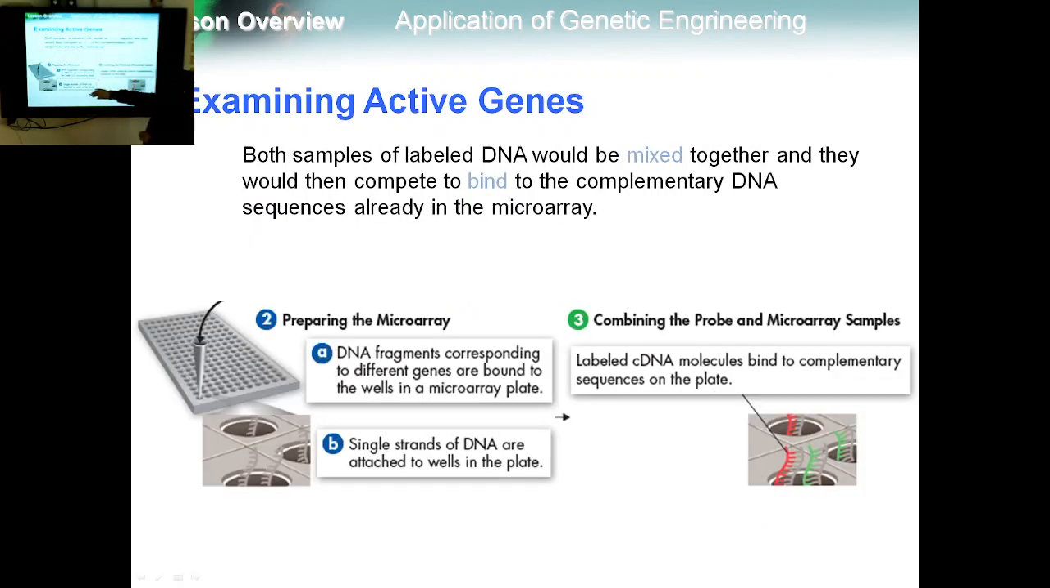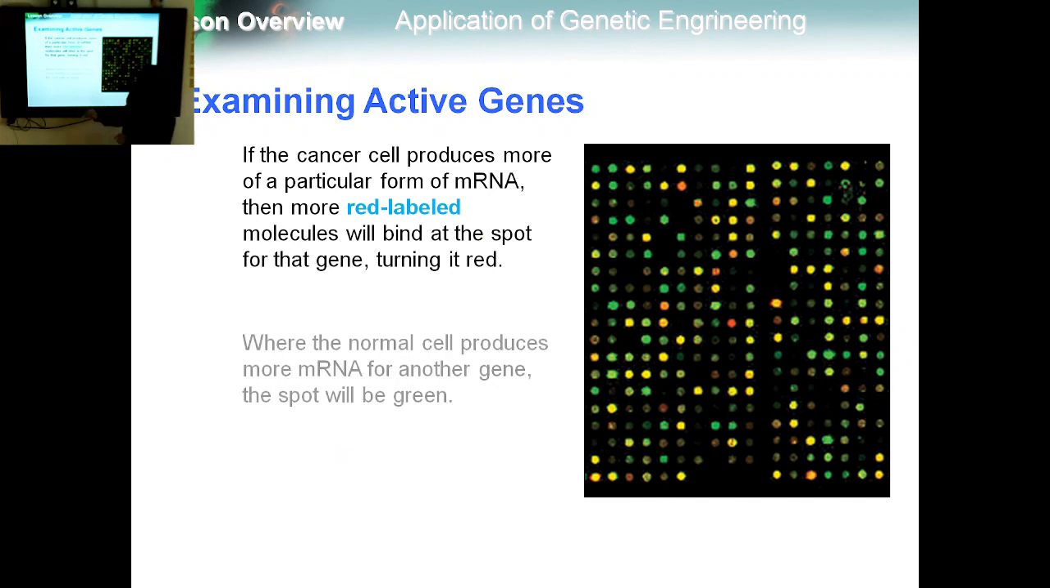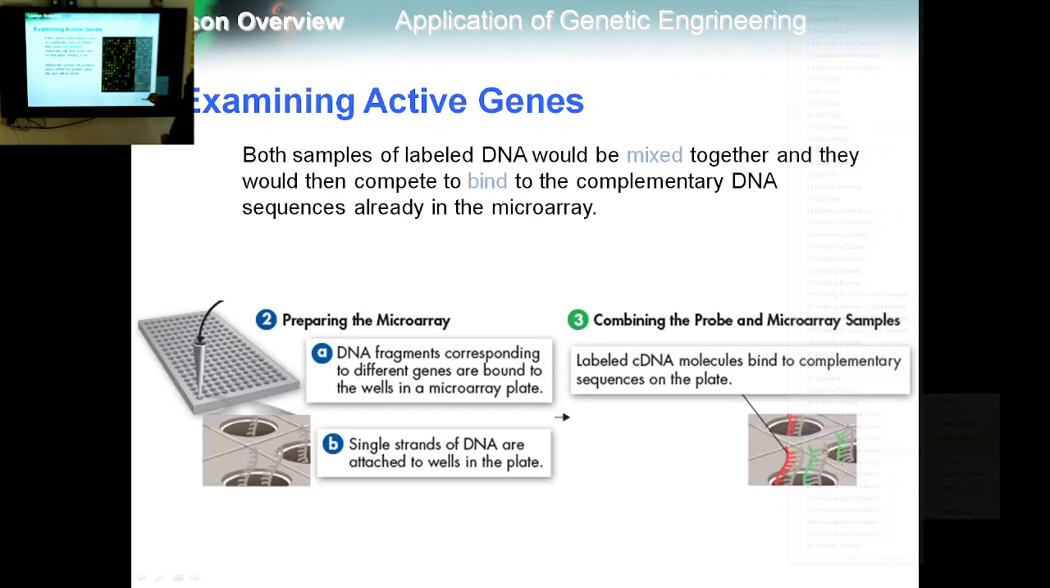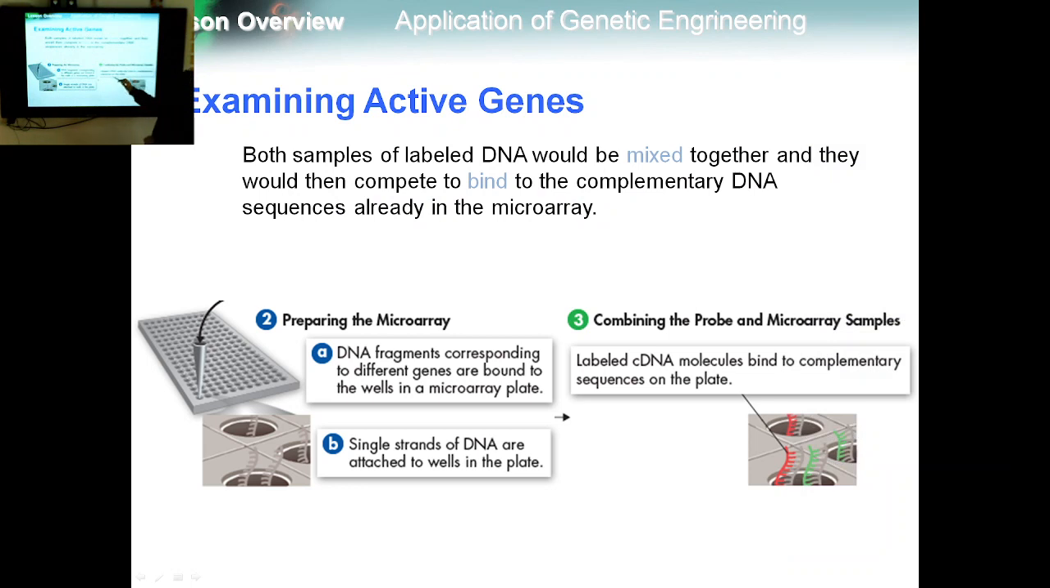Then both of the samples of the labeled DNA would be mixed together. We need to mix both of the DNA samples, and they would then compete to bind to the complementary DNA sequence already in the microarray. So they need to bind with the complementary DNA that is found already in the microarray. Once the cDNA is bound with the complementary DNA, it will form double DNA strands.